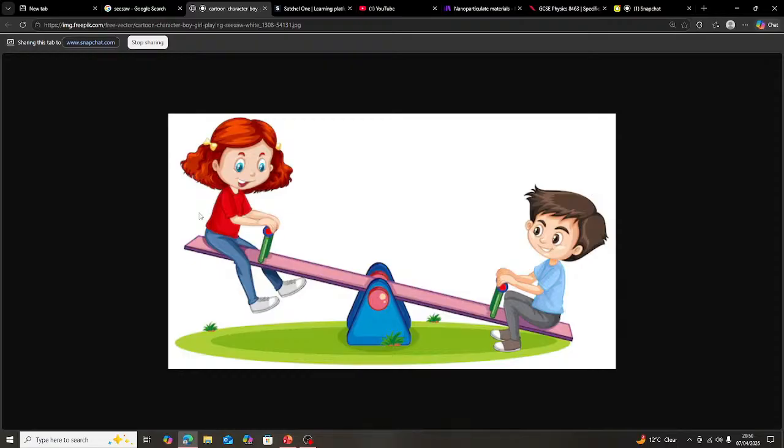How could she make the seesaw equal? You can get fat. No. I don't know. Exert a force onto it. She could slide down, yeah, get closer to the pivot. If she gets closer to the pivot, the distance between her and the pivot is going to decrease, which means the moment's going to increase, which means it's going to be the same as the boy, so it's going to be equal.